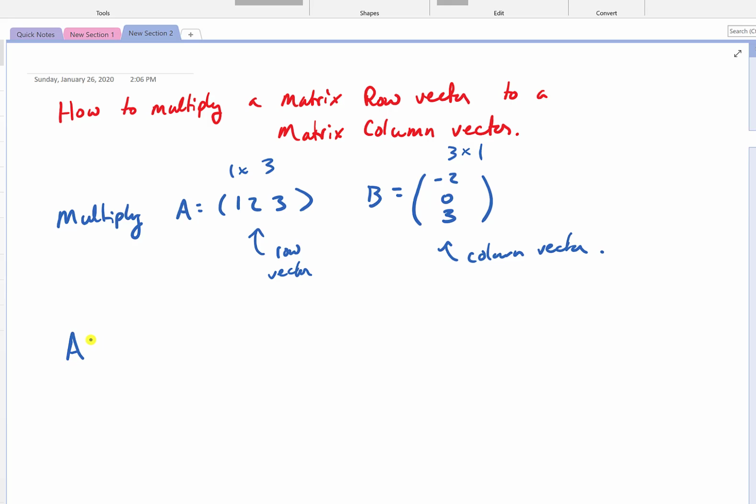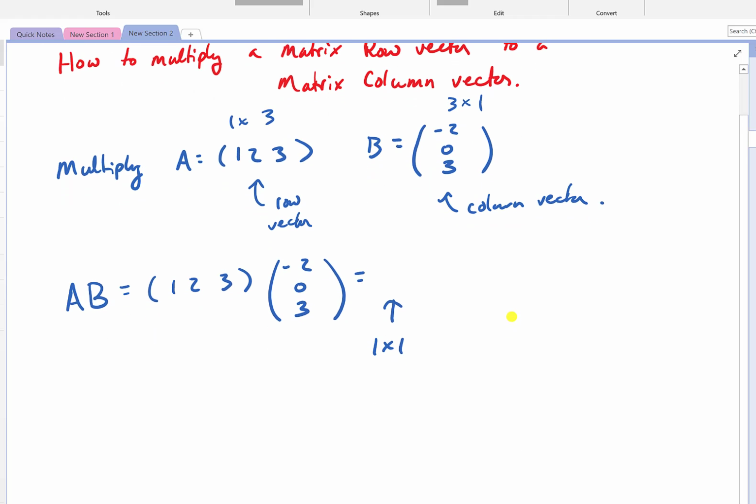So A times B. Notice I'm not going to put any operator in between. We know that A is a matrix because it's a capital letter, and we know that B is a matrix because it's a capital letter. I'm saying how to multiply A times B together, and that's going to be done this way. We're going to take the matrix 1, 2, 3 and multiply it to the matrix negative 2, 0, 3. It turns out that this is going to give us a 1 by 1 matrix. That'll be the answer. Another way to think about it is it's just a number, but it's a 1 by 1 matrix.